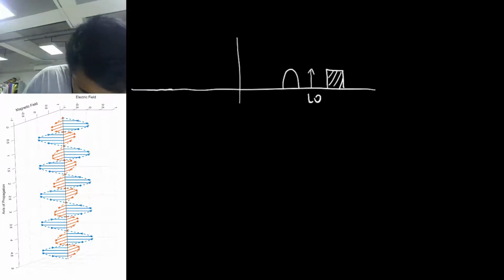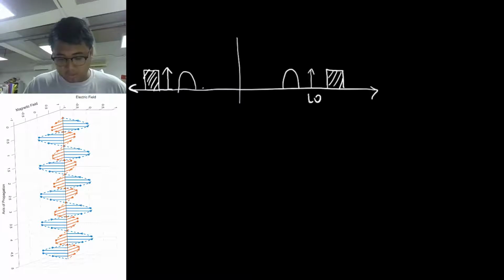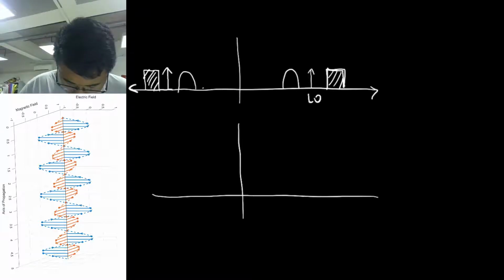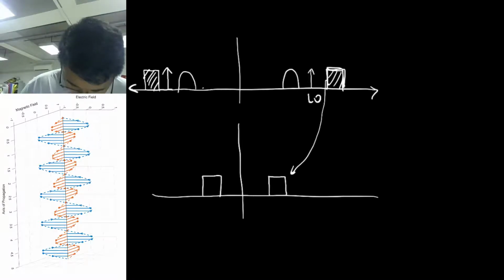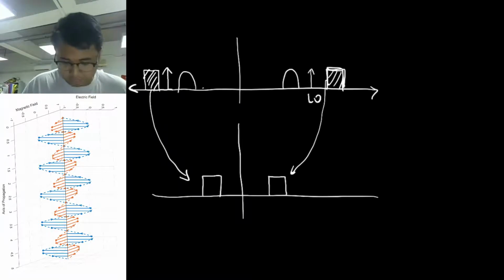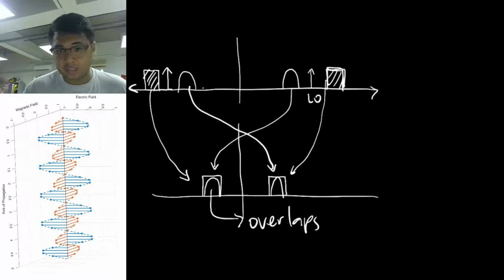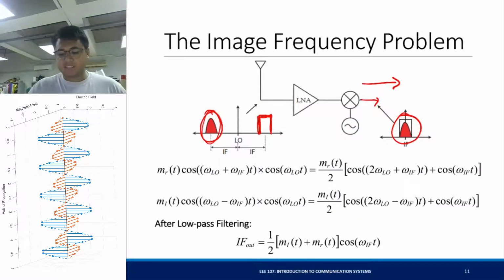Since these are real signals, note that they have a corresponding image on the other side. So if you mix this with a local oscillator, then the resulting signal, this one will be down converted here, and this one will be placed here. As you can see, this image overlaps with our desired signal, creating interference at the output of your mixer. And this is the image frequency problem.